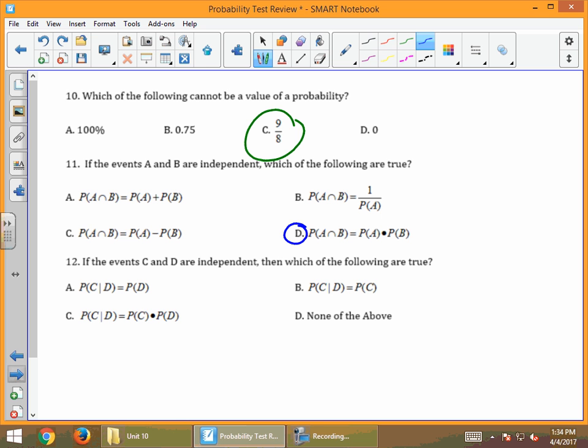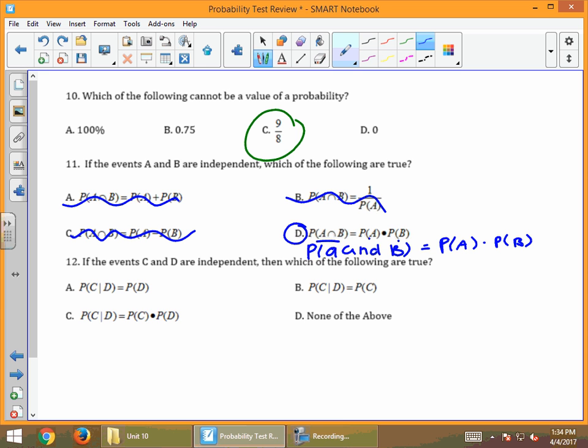Okay. Again, the reason why it's C, because if two events are independent, if you multiply them together, it's going to equal the probability of their and. Remember that upside down U shape stands for and. So the probability of A and B is equal to A times B. So they are independent. We never really talked about B or A before. We're not sure.